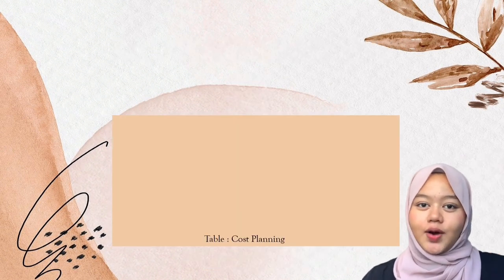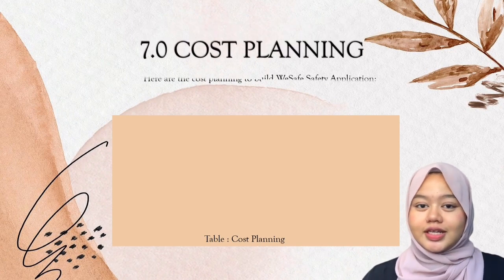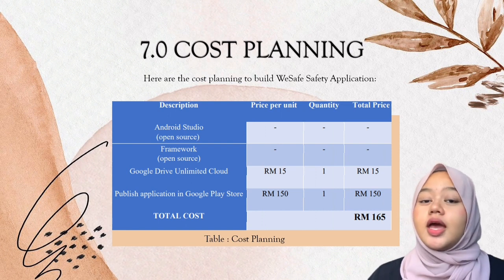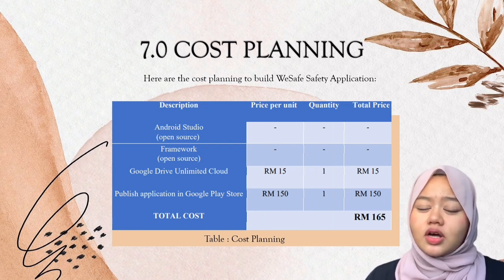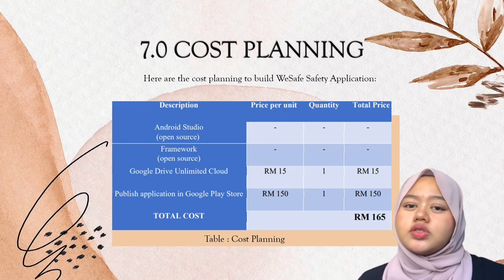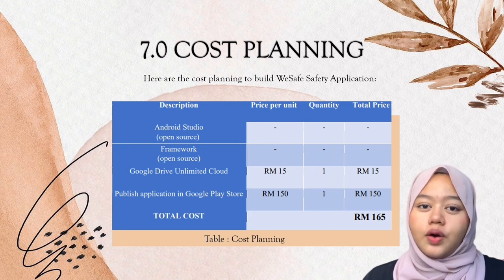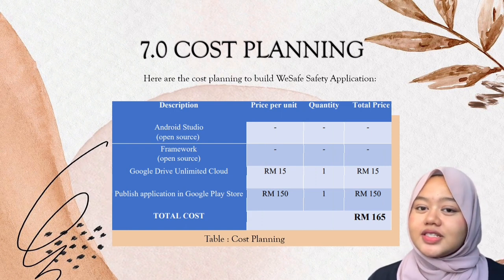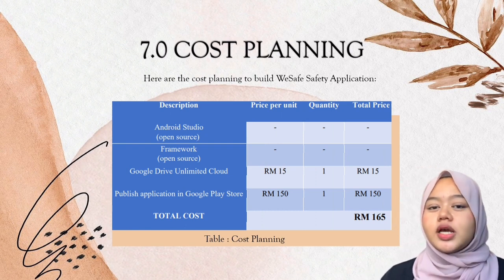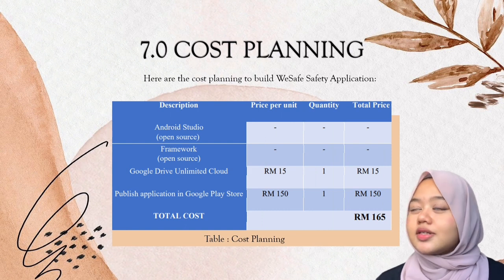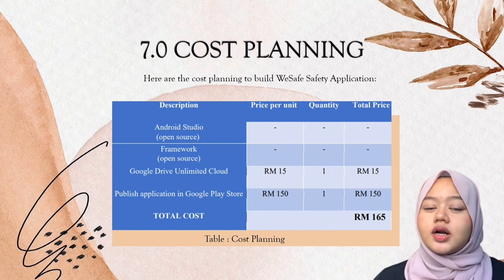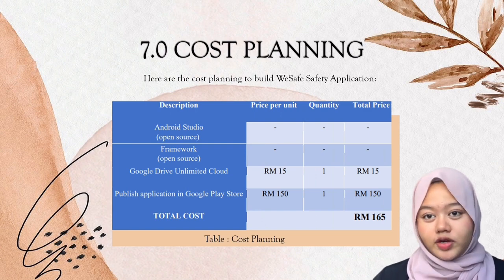So I will proceed with our cost planning. As you can see in the table, we are using Android Studio and it is open source, therefore it is free. Next we are using an open source framework, and it is also free. We also use Google Drive to store our source code and files, and the price is only 15 ringgit for unlimited drive. And lastly, publishing our application on the Google Play Store costs us around 150 ringgit. So our total cost is only around 165 ringgit.